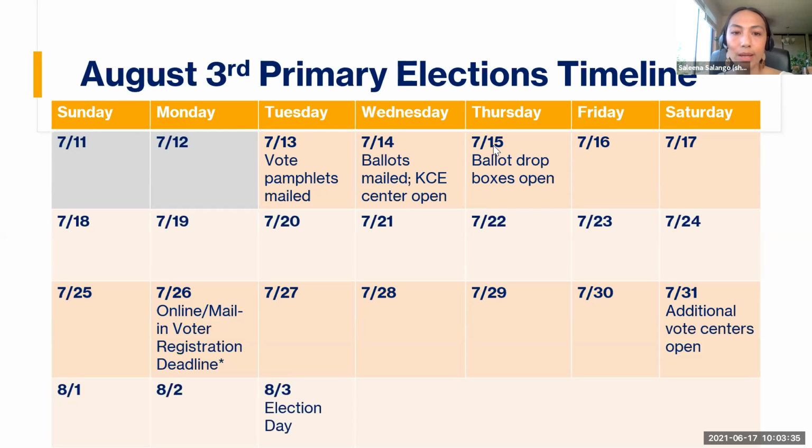Generally in July, the vote pamphlets will be mailed. It will have information about what's on the ballot, the candidates for the primary, and other things that are going to appear on the primary ballot. In mid-July, ballots will be mailed, and ballot drop boxes around King County will open. And the deadline for getting folks registered to vote is Monday, July 26th.